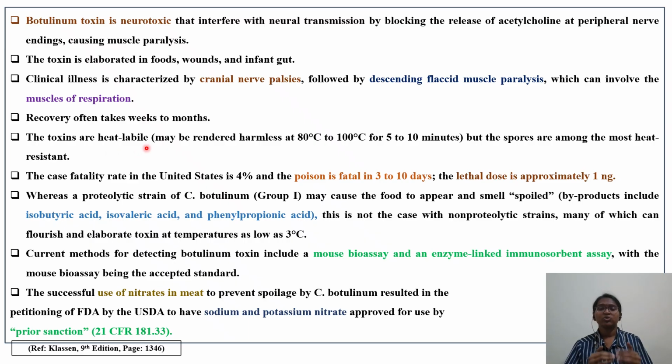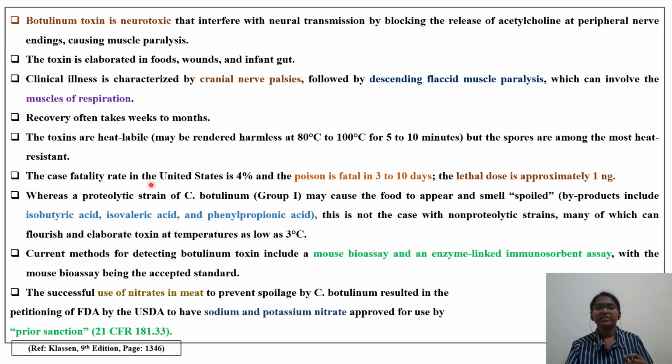Because they are heat labile, the toxins may be rendered harmless at 80 degrees centigrade to 100 degrees centigrade for 5 to 10 minutes. Probably if the food is heated for 5 to 10 minutes at this high temperature, the toxin is destroyed, but the spores are among the most heat resistant. Even though the toxin is destroyed, the spores are resistant to this heat condition and still survive.